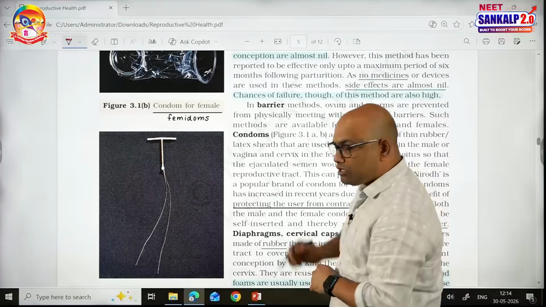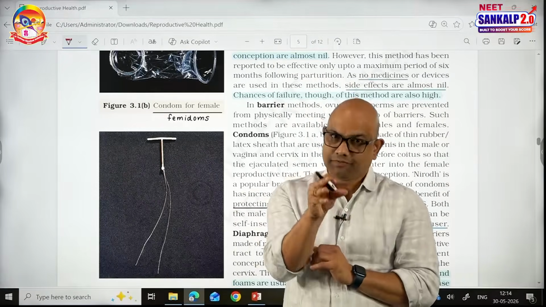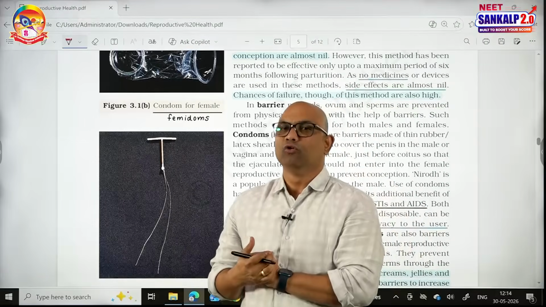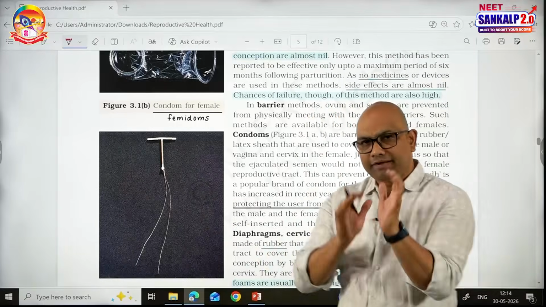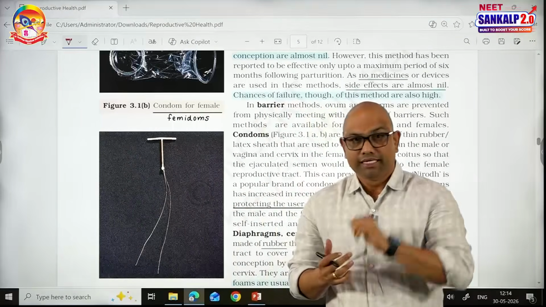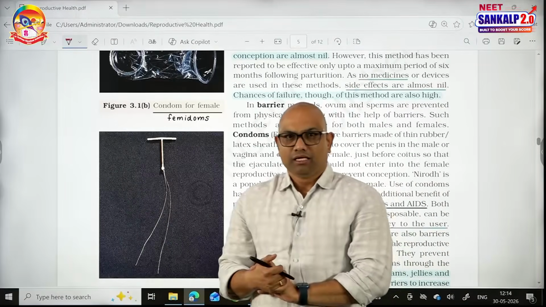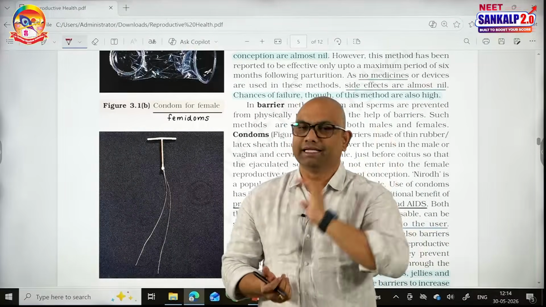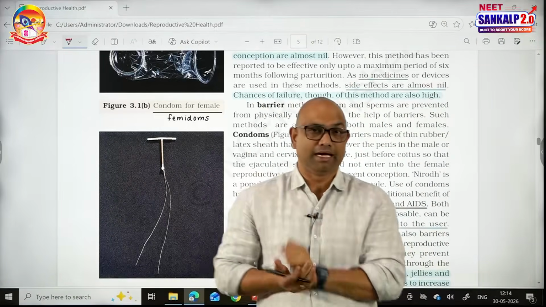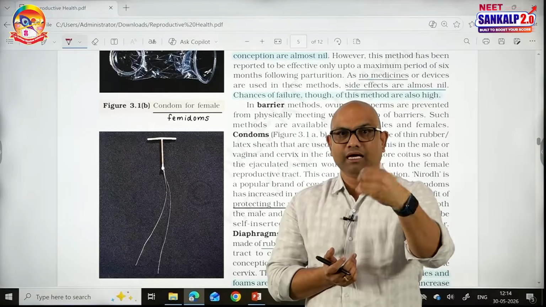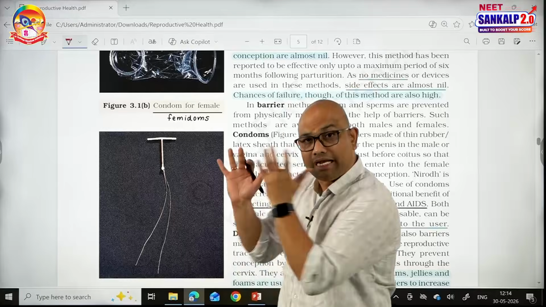The barrier methods also work to prevent the meeting of ovum with the sperm, but a physical barrier prevents that meeting. Under the barriers there are different methods. Let me divide the barriers into two categories: disposable barriers and reusable barriers. Condoms come under disposable barriers, male condoms and female condoms. They are for one time usage. Condoms are made up of either rubber or latex.